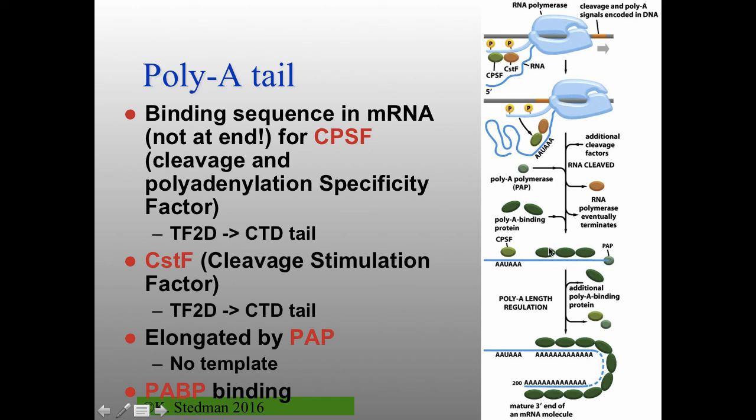And then poly-A binding protein binds to that, and now we have our mature messenger RNA that gets exported out of the nucleus and ends up getting translated. So now we have our messenger RNAs.